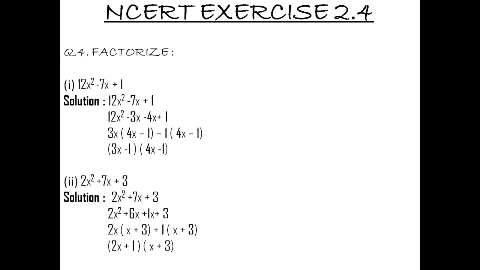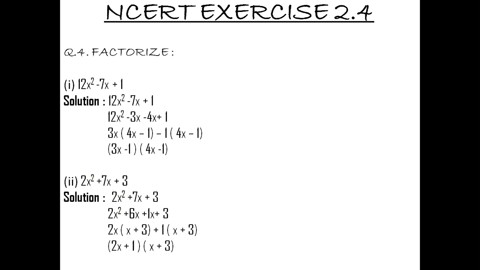So what goes inside the bracket? 4x minus 1. So 4x minus 1, which is a common bracket, is written once. And what is left outside the bracket? 3x minus 1, that is also written in the last step. So the factors of 12x squared minus 7x plus 1 are 3x minus 1 and 4x minus 1. Now let us try to understand it further by solving the second sum.